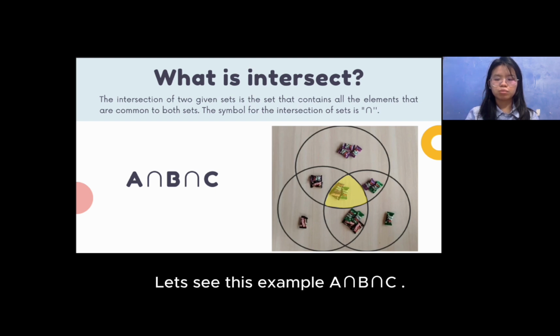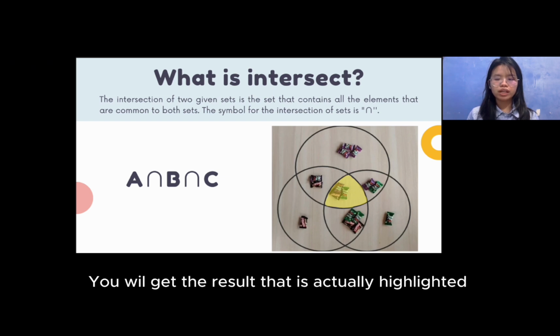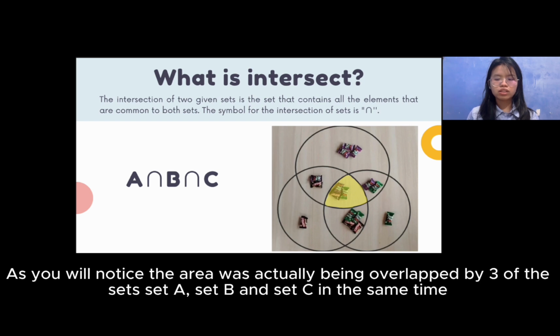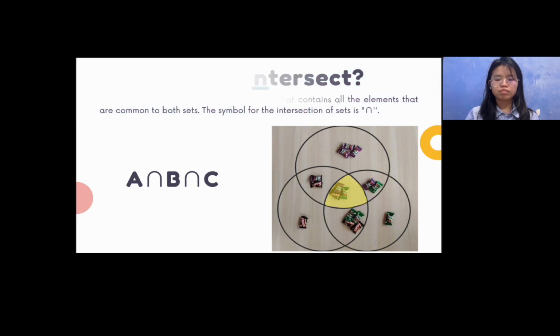Let's look at this example. A intersect B intersect C. You will get the result that is highlighted. As you will notice, the area was overlapped by the three sets, set A, set B, and set C at the same time.